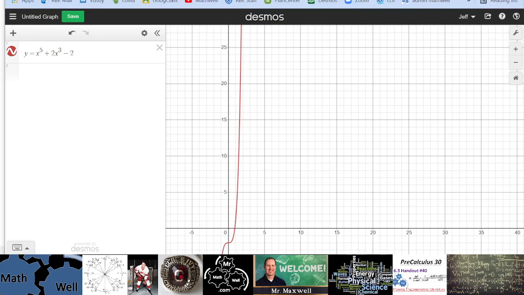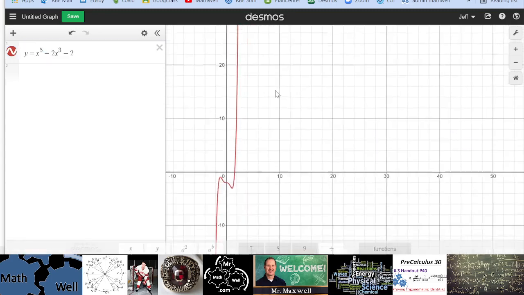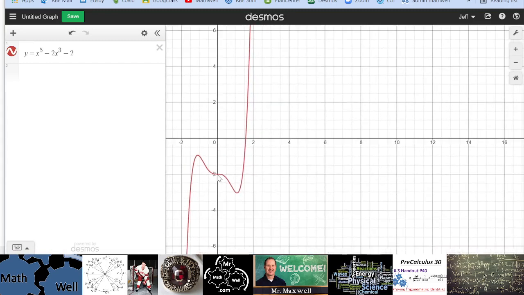X to the 5th. Okay, this has got to be minus. There we go. Okay, so it actually looks like this, guys. There we go. So minus, I put a plus there. This is a minus. Nobody corrected me? You guys awake? What's going on? Okay, so anyway, this is what the graph looks like.